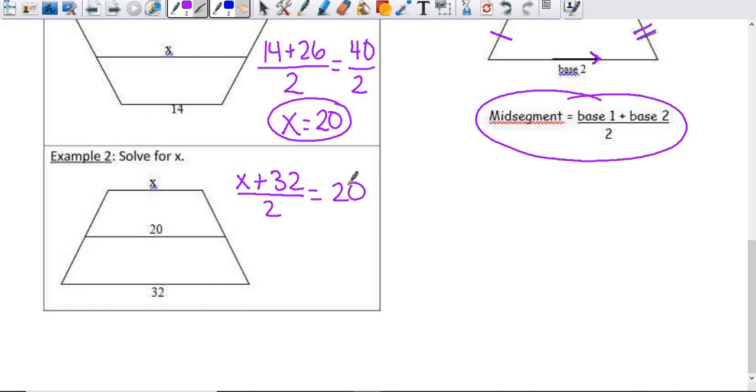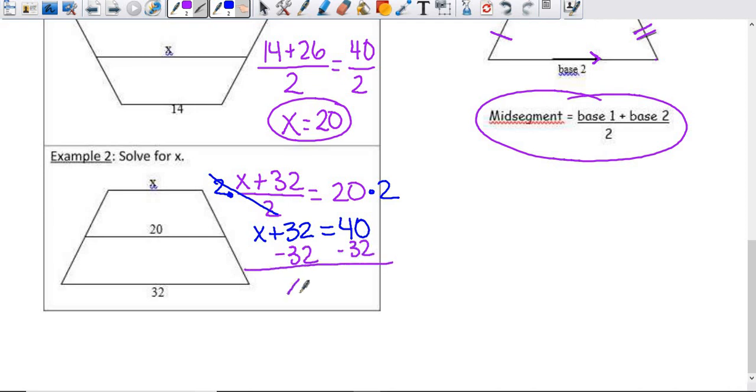So to solve first, I'm going to times by 2 to get that 2 out of the denominator. So I'm left with x plus 32 equals 40. And then algebra tells me next to subtract 32 so that I can get x by itself. And x is 8. So that means this base here should be 8. And I should know it should be smaller than 32 and smaller than 20 because it's the shortest one on here.